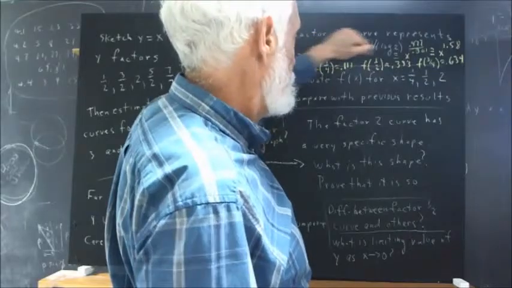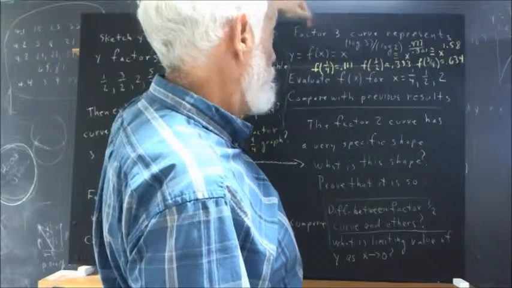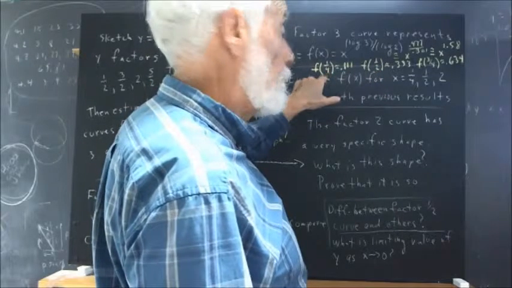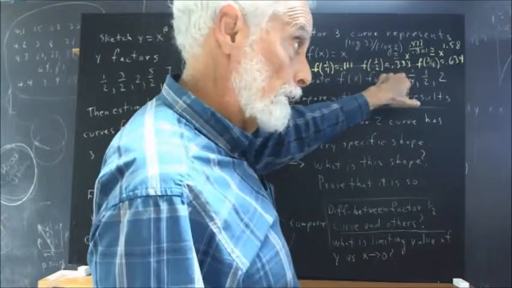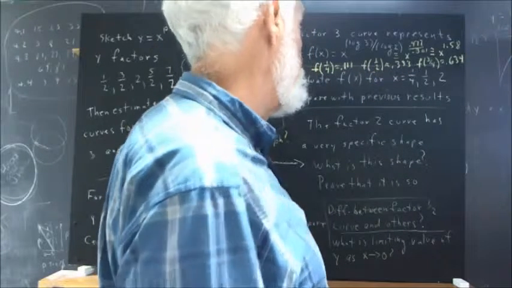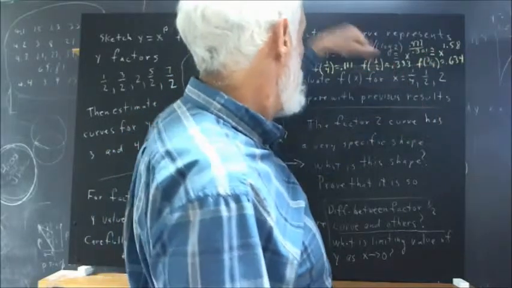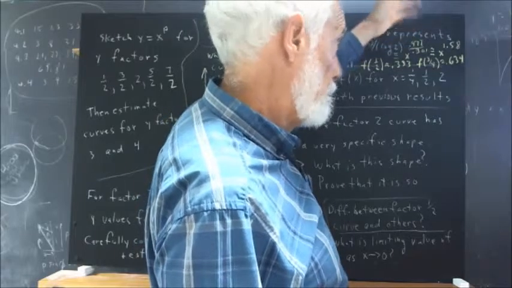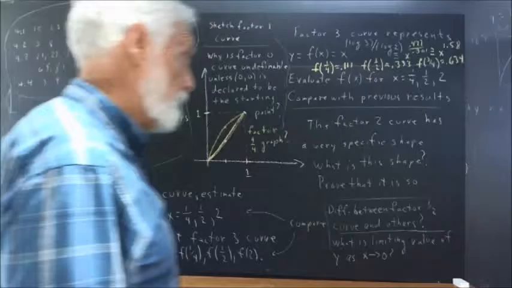Now that's actually a good thing that this should be 3 times as big as this, because this curve is the factor 3 curve, and 1/2 is double 1/4. So in doubling the value of x, the value of y increased by a factor of 3, just as it should. Now 3/4 isn't the double of anything we have over here, and it kind of looks like we're getting a pattern, 111, 333, but 634 doesn't fit that pattern.